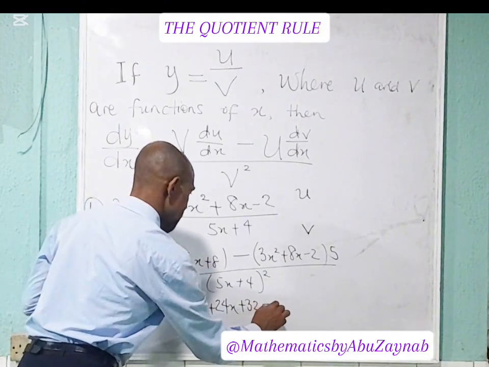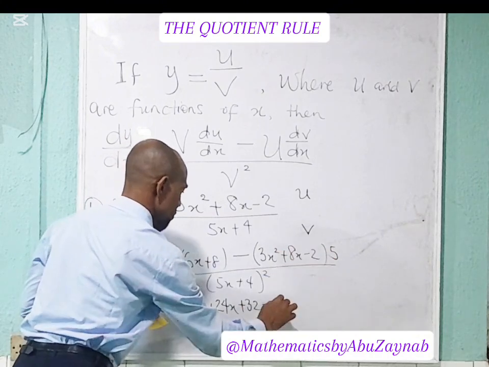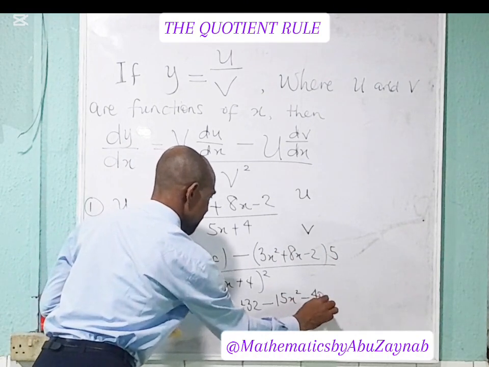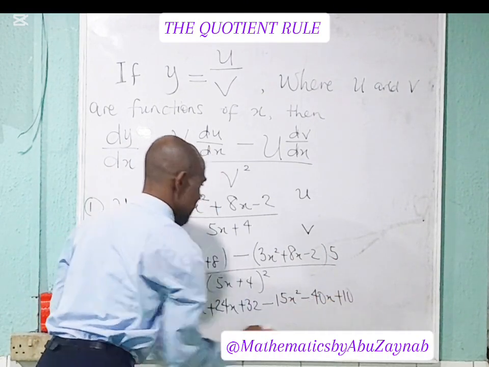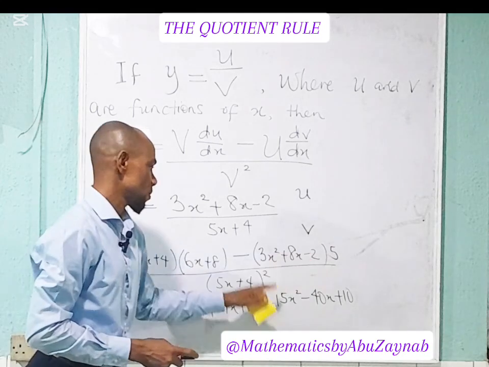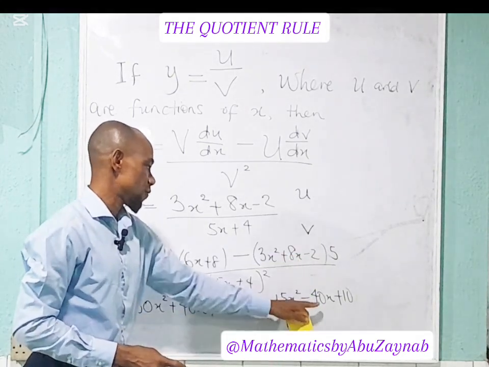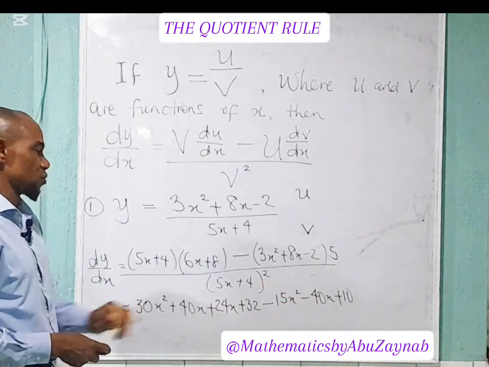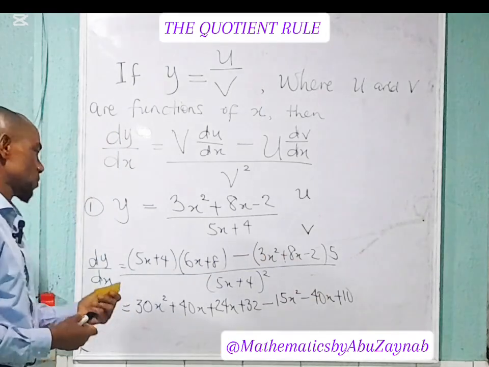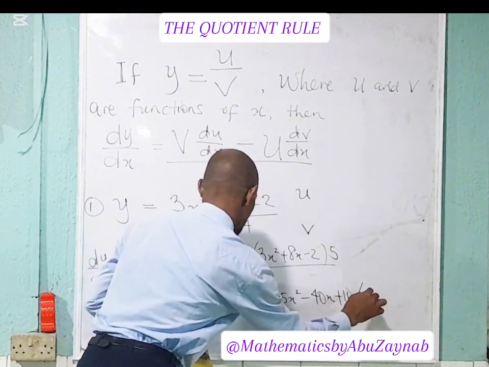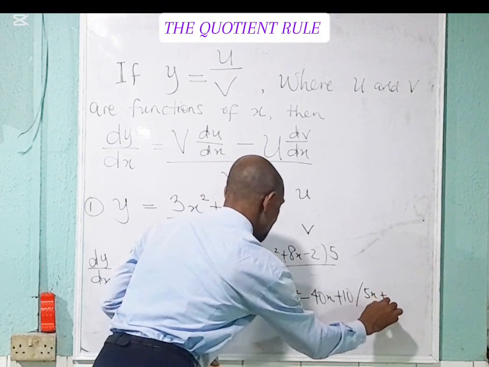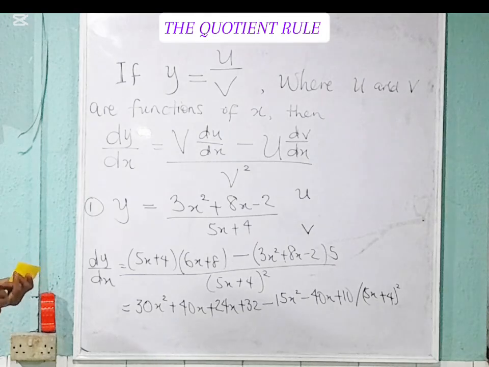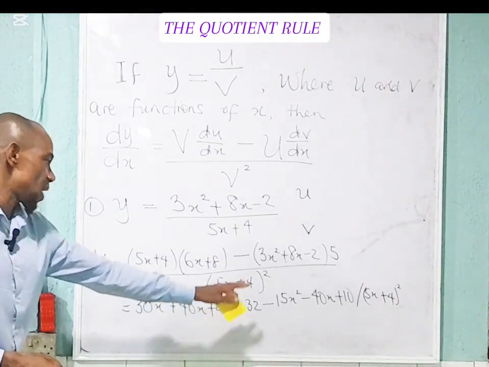Then here I'm going to have minus, the 5 multiplies everything there, so we're having minus 15x squared minus 40x, then plus 10. Because 5 times 3 is 15, 5 times 8 is 40, 5 times 2 is 10. So the minus just affects everything in the bracket. You have a minus, minus, and plus, divided by (5x plus 4) squared. You need not bother expanding the denominator. It's not necessary. So at the numerator, all I need to do is to collect my like terms.